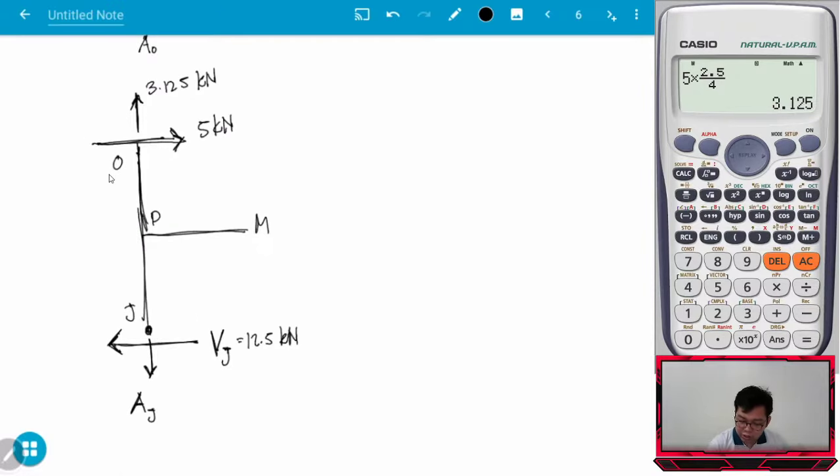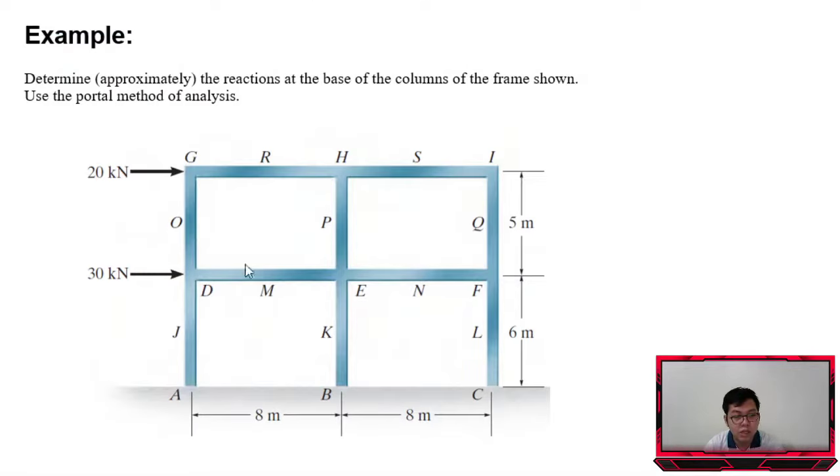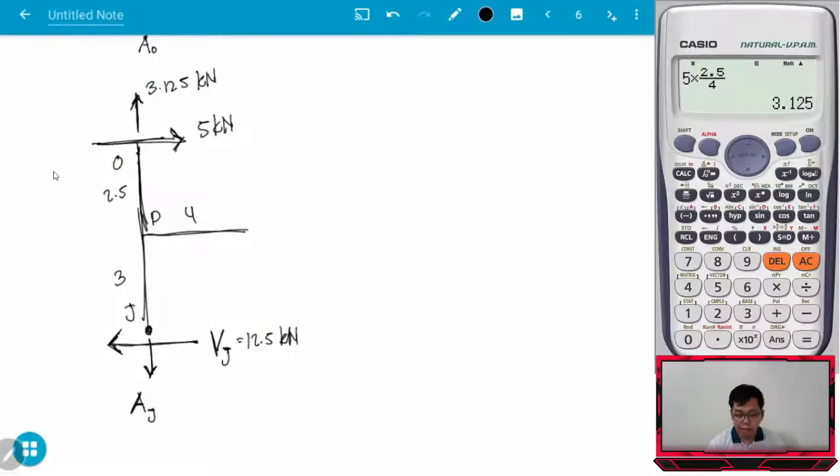So, I'll put here what's at M. By the way, the distances: 2.5, this is 3, this is 4. Where do those come from, sir? Those distances: the distance from O to D is 2.5, D to J is 3, and D to M is 4. So, back here, my assumption is this is VM. And then we have an axial load for M. So, how can I solve for AJ? Because AJ is what I'm looking for.